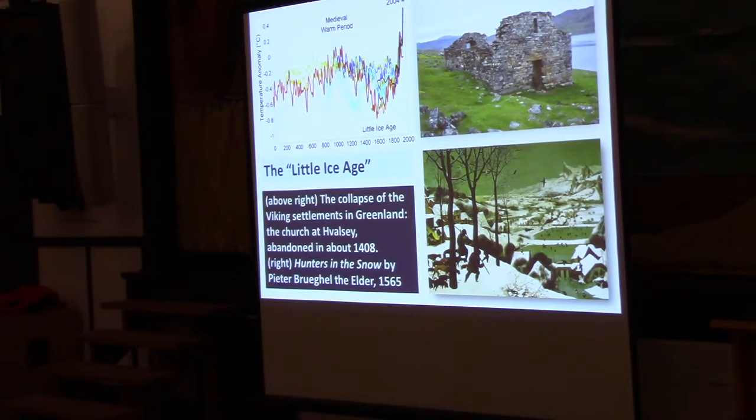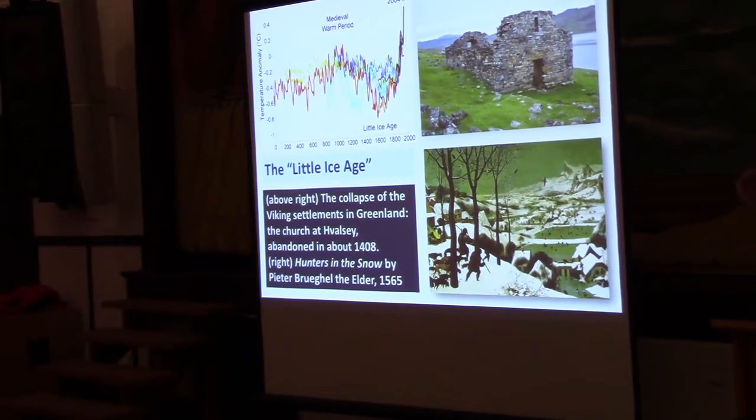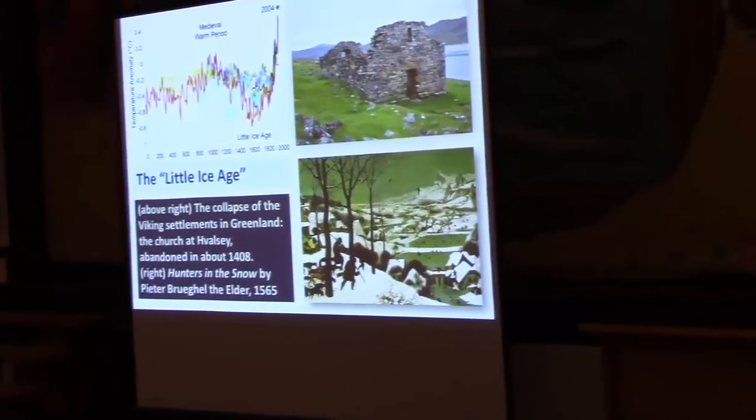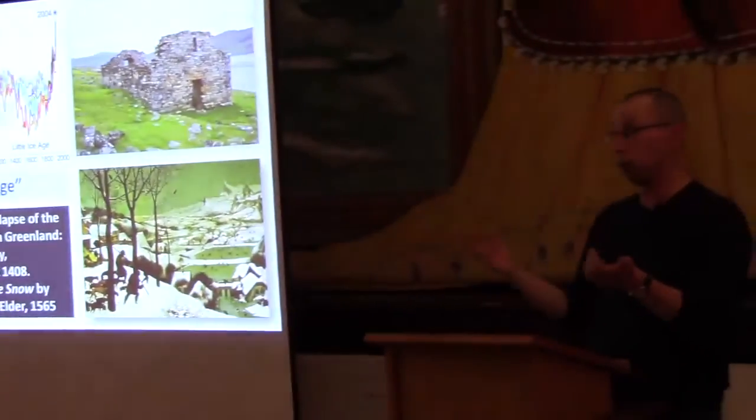So colder temperatures and increased rainfall, a series of poor harvests, and increasing economic and agricultural difficulties, particularly at the margins of cultivation. So the abandonment of the Viking settlements in Greenland takes place around this time. We have increased hunger, the beginnings of brigandage, of plundering, gangs of robbers, starting to emerge.